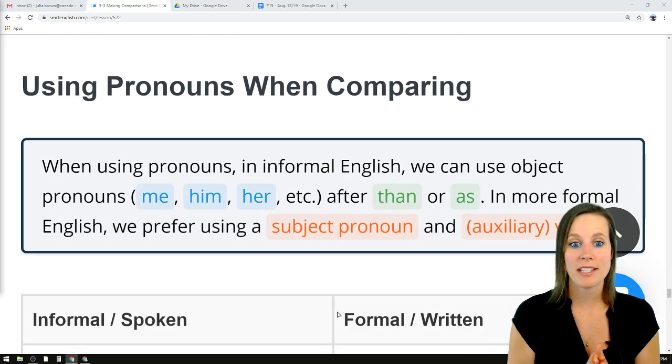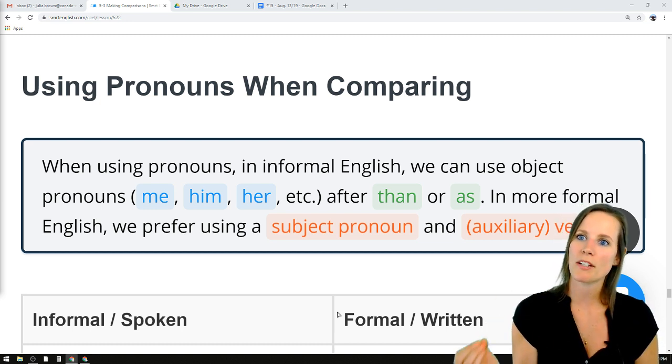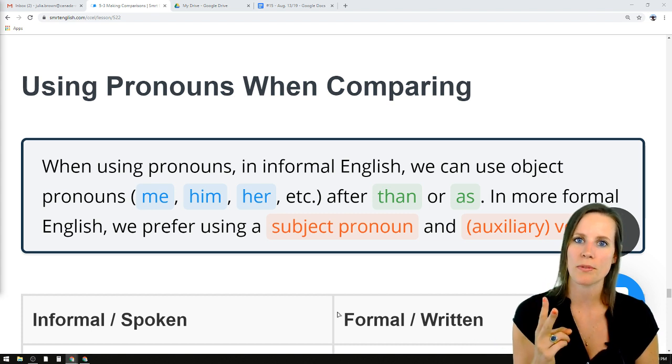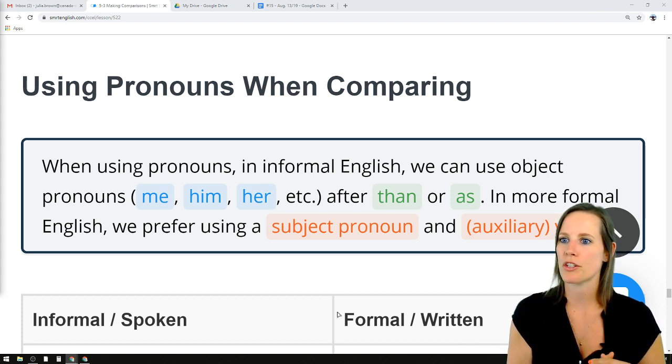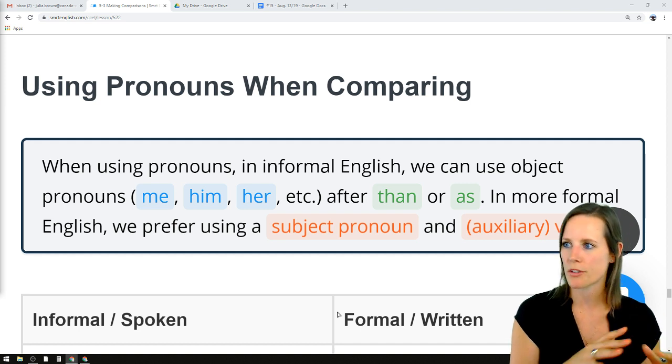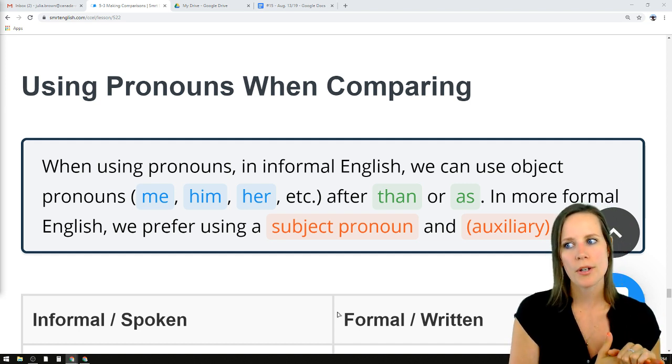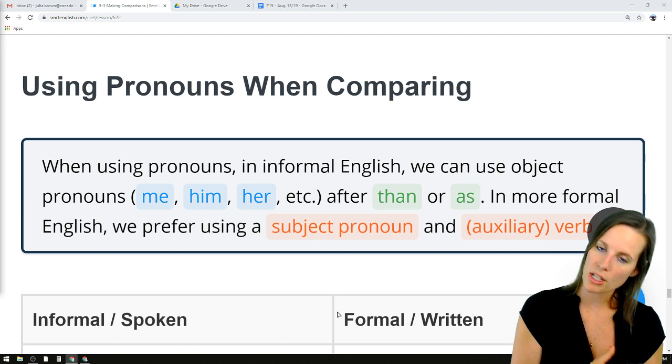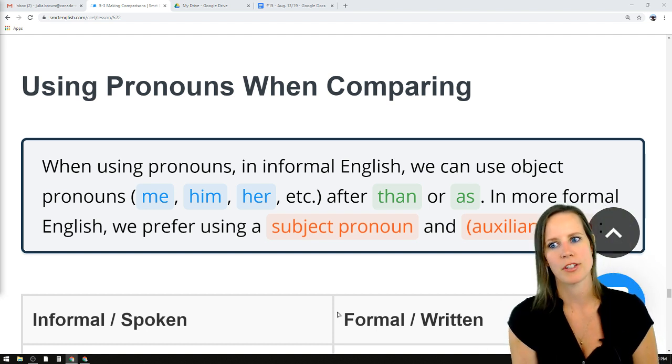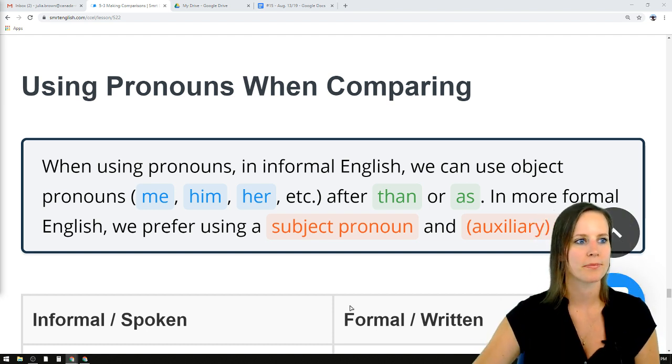Okay, so let's continue. We've got a good 10 minutes left, so we have to keep going. There's more to say. So at the end of the comparison, there are two different things we can do. We can use pronouns to be informal, okay? Or we can use a subject pronoun and an auxiliary verb. So those are the two different ways. Let's take a look.